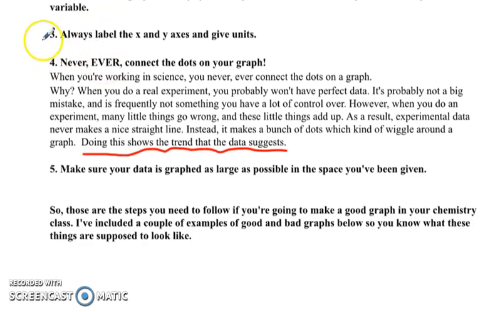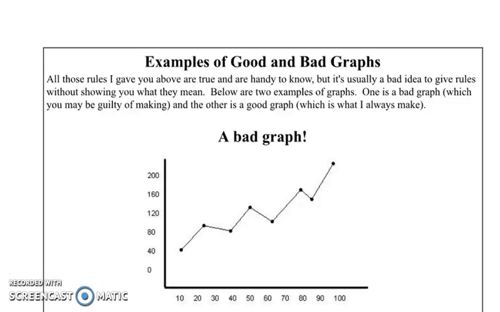Something else real quick about number 3 is that your axes should always have the same increment. Each square should always represent the same amount of time, the same amount of temperature, the same amount of whatever. So anyway, here are the steps you need to follow if you're going to make a good graph in your chemistry class. Here are some examples of good and bad. So let's turn the page.